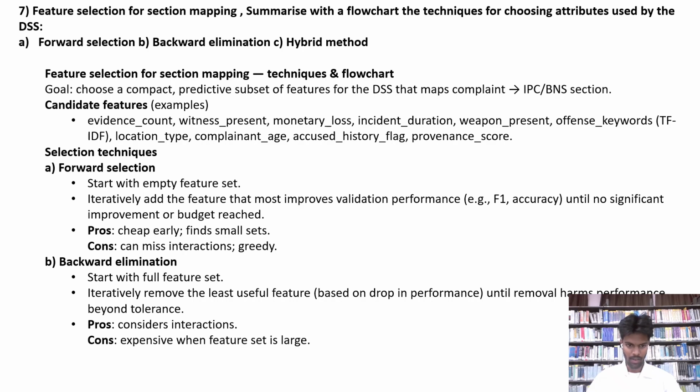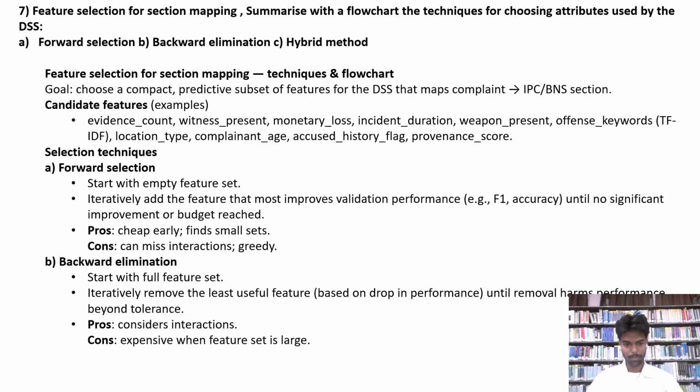Candidate features, for example: evidence count, witness present or not, monetary loss, incident duration, weapon present yes or no, offense keyword, location type, complainant age, accused history flag, and provenance scores. Selection technique, starting with the first one, forward selection. Start with an empty feature set. Iteratively add the feature that most improves validation performance, for example F1 or accuracy, until no significant improvement or budget reached.